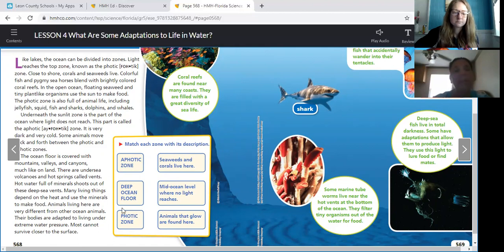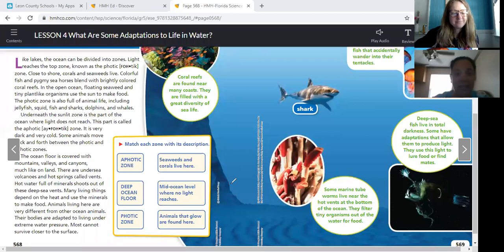So here we've got this little matching activity, Miss Lamb. You up for it? I'm ready. All right. So which one was the aphotic zone? Seaweeds and corals, mid-ocean level, or animals that glow are found there? That was the second one you talked about. Yep, that was this one. Was the middle one. So mid-ocean level? Absolutely. All right, what about the deep ocean floor?